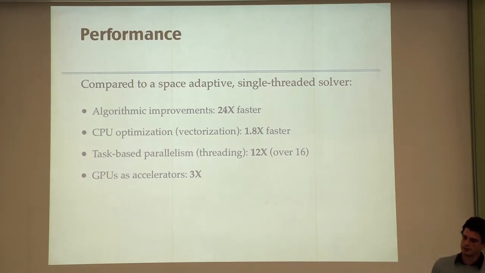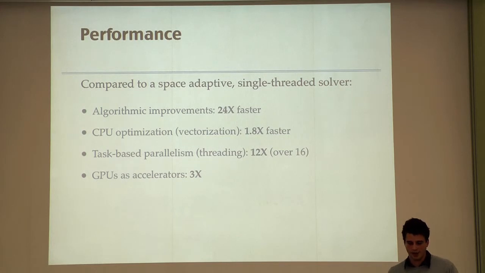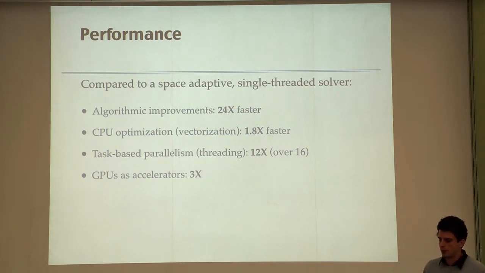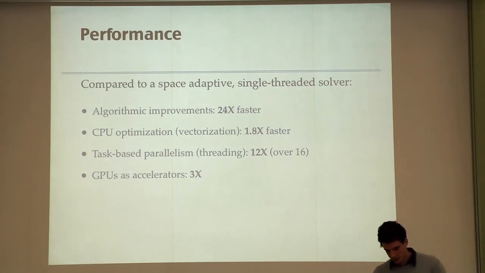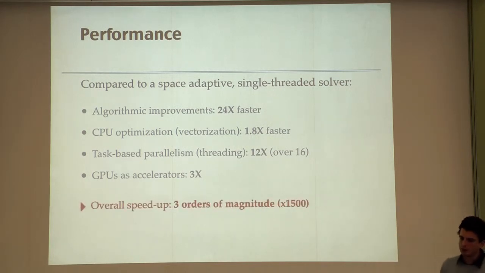Then, because we vectorized the code, we were able to accelerate the time to solution by an additional 1.8x. And then, because we used the work stealing approach to balance our computation, we managed to have 12x out of 16 cores. And on top of that, we have 3x for the GPU acceleration. So overall, it's approximately 3 orders of magnitude improvement in time to solution.